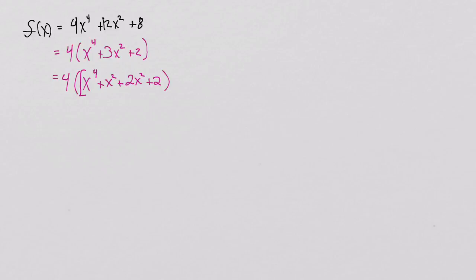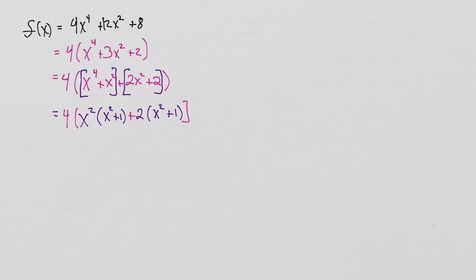Now we're just going to group them. Make sure your plus sign is in between. And then from there, we're going to have x to the fourth and x squared have an x squared in common. And of course, when I factor that out, that's going to leave me x squared plus 1. When I look at my next term, I have 2x squared and 2. Of course, they have a 2 in common, so I factor that out, and that leaves me x squared plus 1. Now, when I look at each of these individual terms, we have x squared plus 1 shared in the term, so we can actually factor that out, and that will give me a fully factored polynomial, 4 times x squared plus 1 and x squared plus 2.